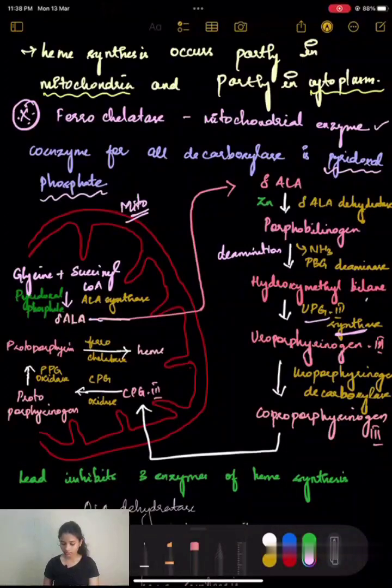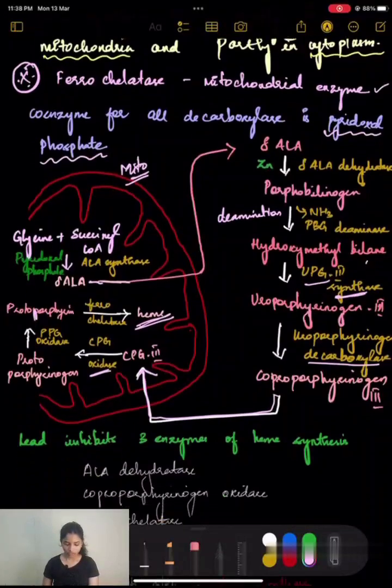And this UPG3, with the help of the decarboxylase enzyme, is converted into coproporphyrinogen 3. And this CPG3 again enters into the mitochondria, where it is acted upon by CPG oxidase, and it is converted into protoporphyrinogen. And this protoporphyrinogen again undergoes oxidation to get converted into protoporphyrin, and this protoporphyrin is converted into heme by inserting the iron with the help of the ferrochelatase enzyme. So this is the heme synthesis step, which is very essential, and it carries 15 marks, as you all know.